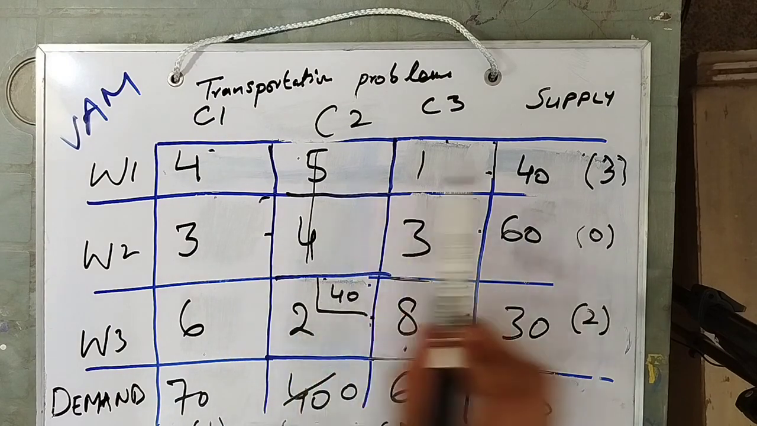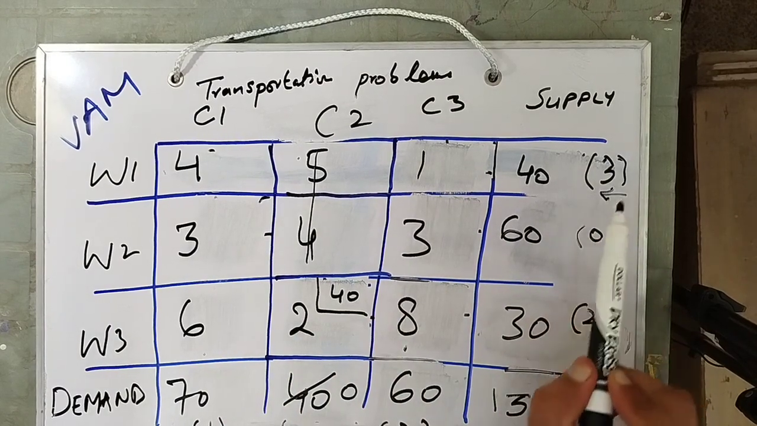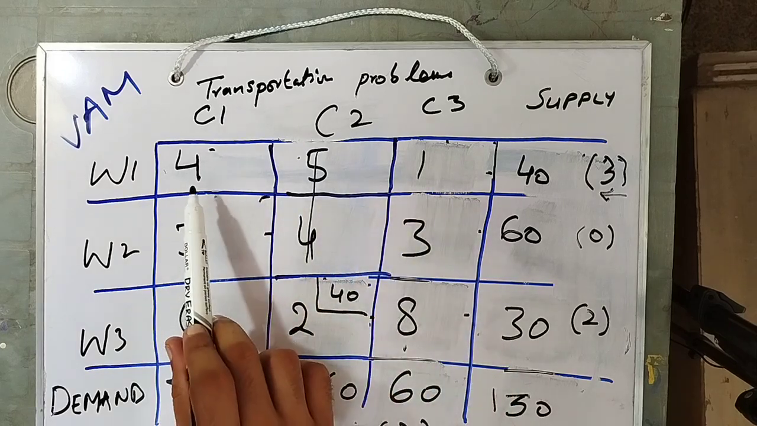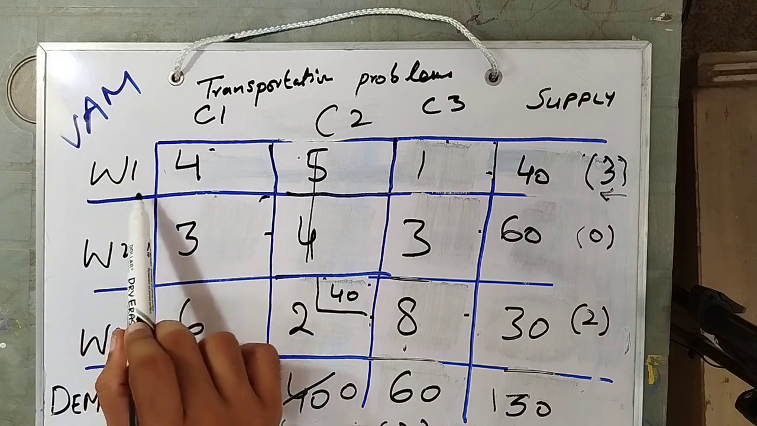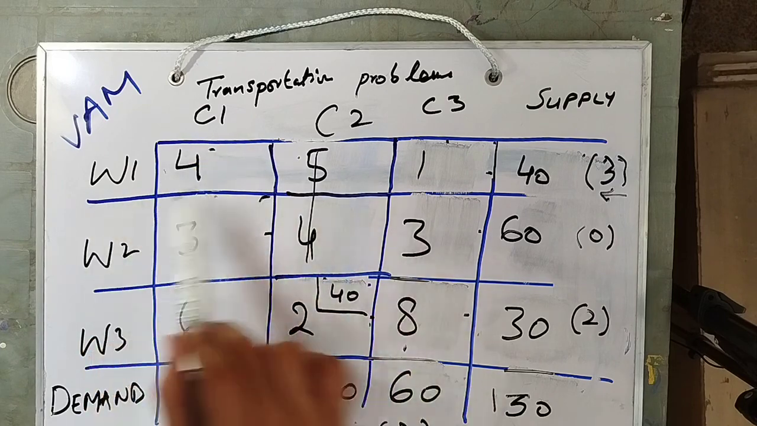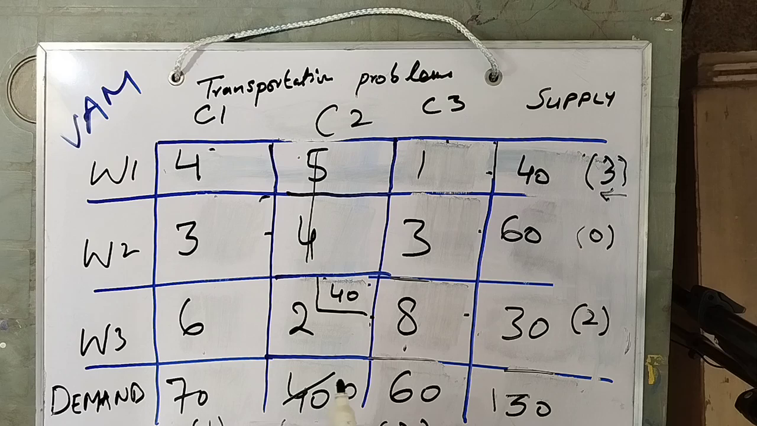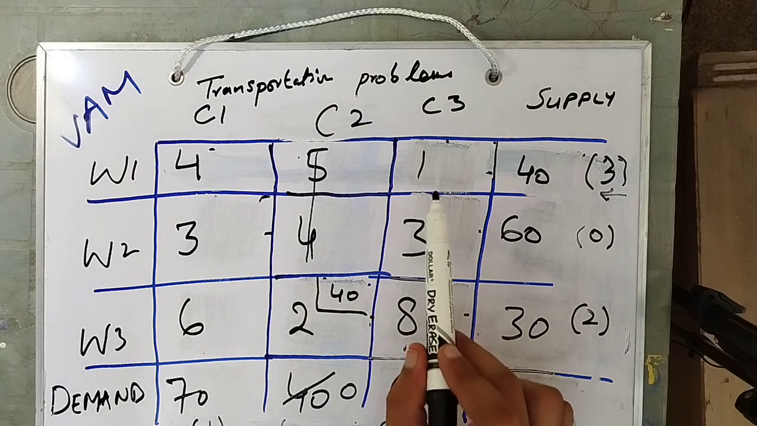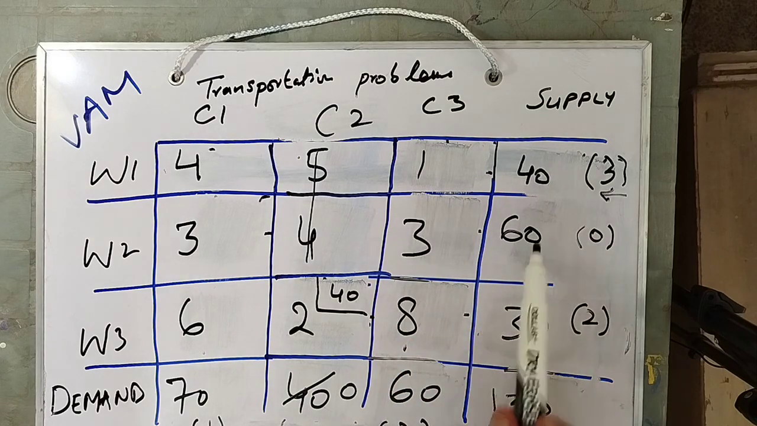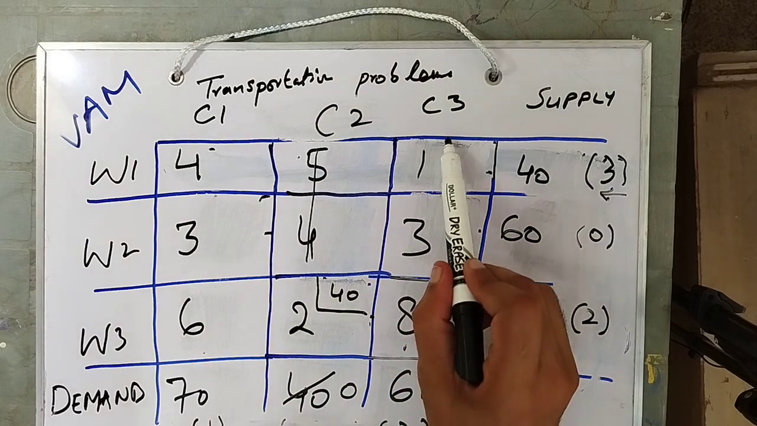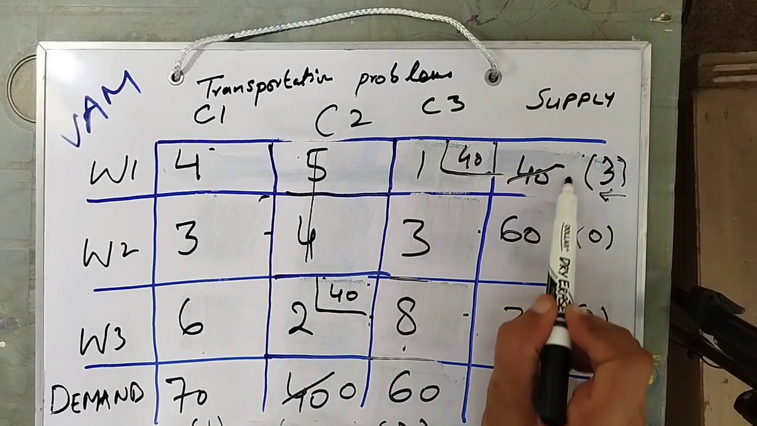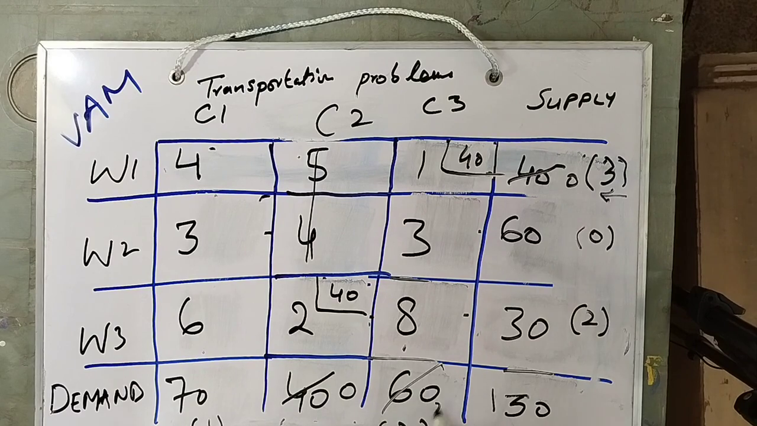We will go over here. We'll do the operation over here. Between the two costs, warehouse 1 to customer 1 is 4, warehouse 1 to customer 3 is 1. Which one is the least? 1. So in this, if we want to adjust the demand or supply, which one is the least? 40 is the least. So we will be supplying 40 over here. This will be 0 and this will be 20. Remaining will be 20.